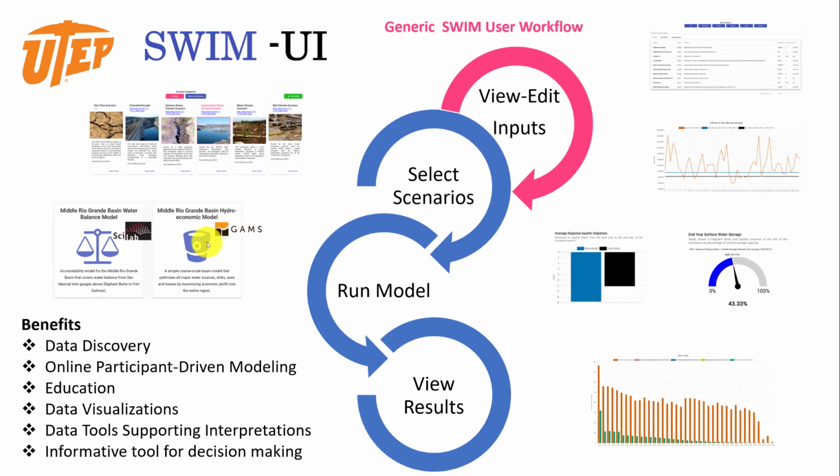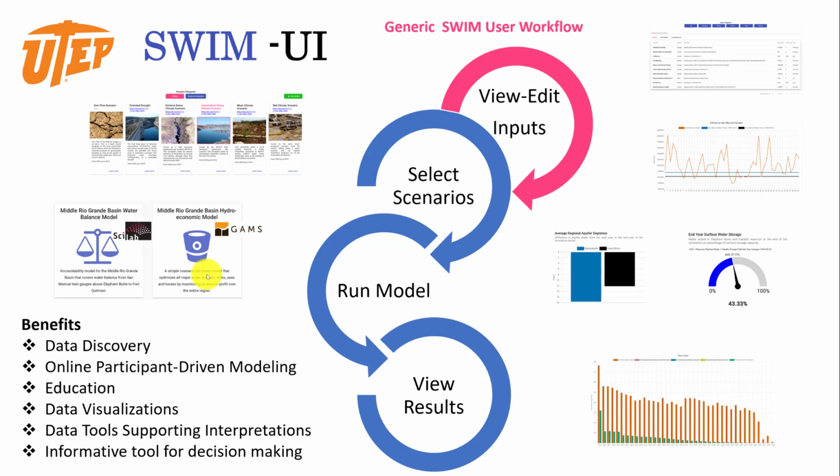We are also using GAMS, which is short for the General Algebraic Modeling System. And this piece of software is used mainly to create and run system optimization models. So we do have a simple bucket scale optimization model of the Middle Rio Grande integrated into SWIM as well.